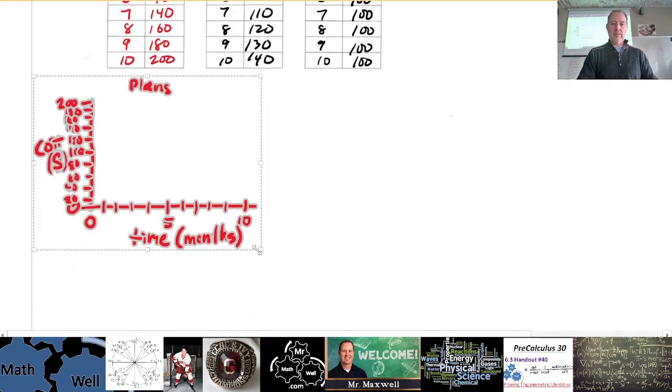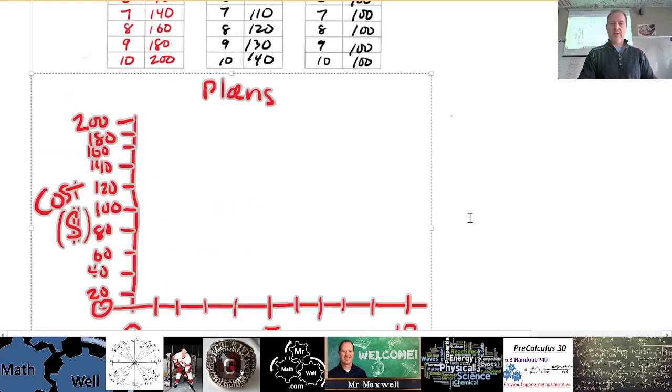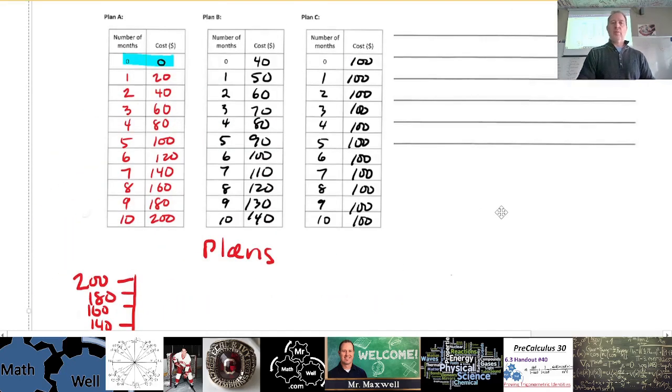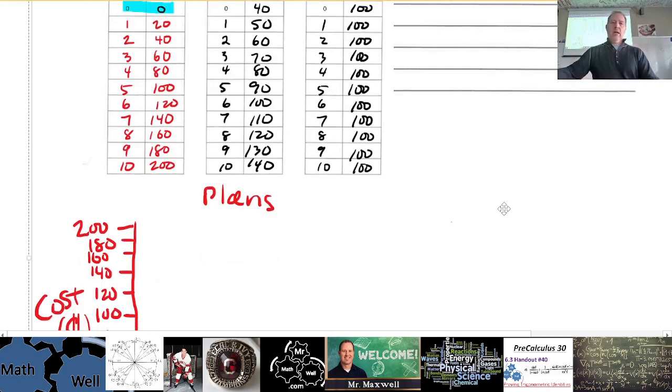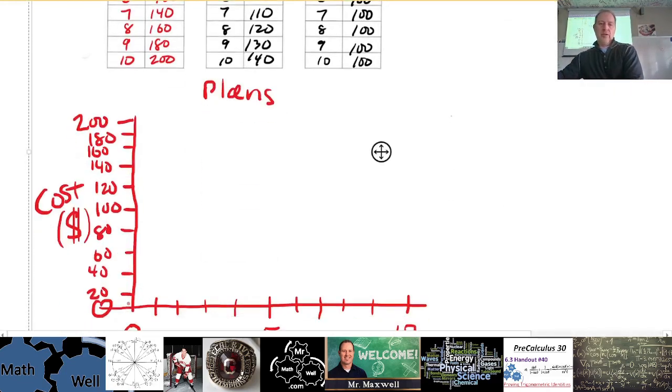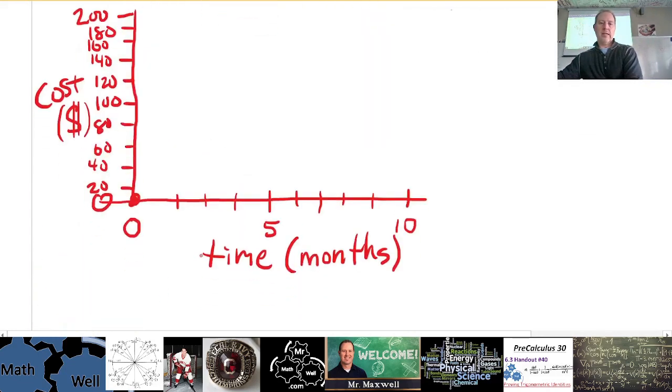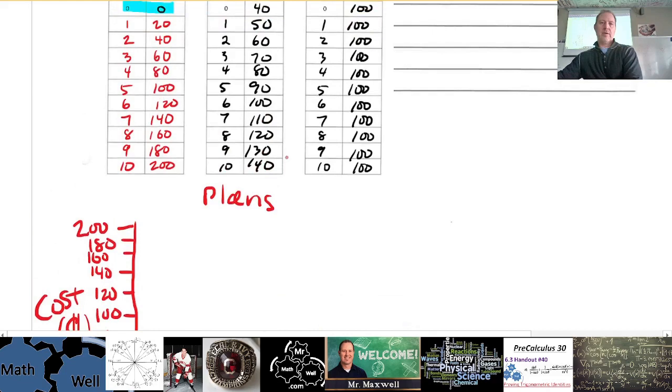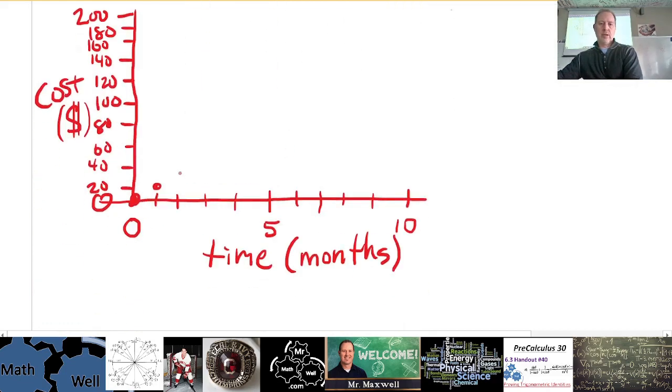Just for optics here, I'm going to make this bigger now. Let's spread this out a little bit so you guys can see this a bit better. Okay, so the points are going to be 0, 0, which we'll plot right now. I'm going to make a bigger circle here so you can see that. 0, 0, and then we're going to have 1, 20. So 1, 20, that's going to be right there. And then we're going to have 2, 40. So 2, 40.